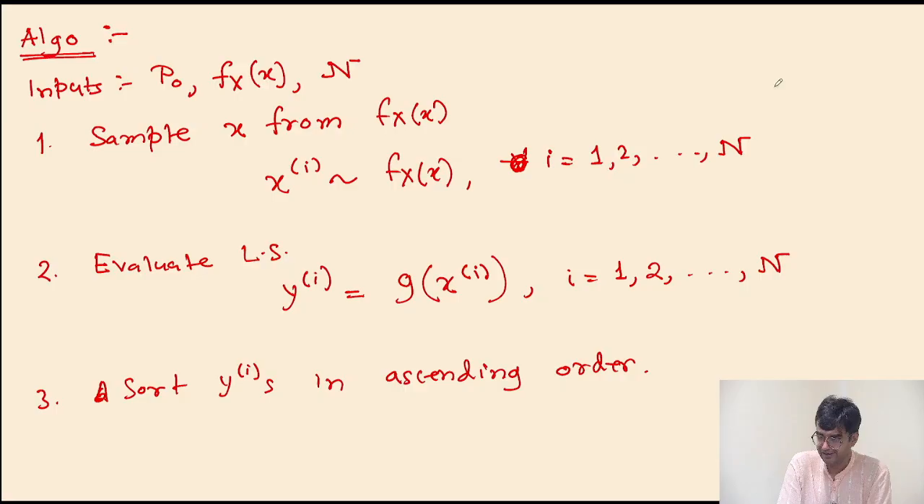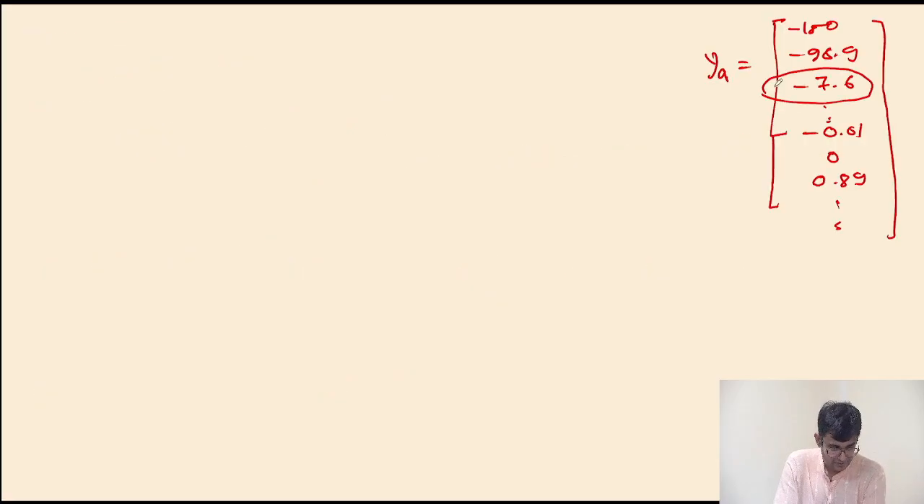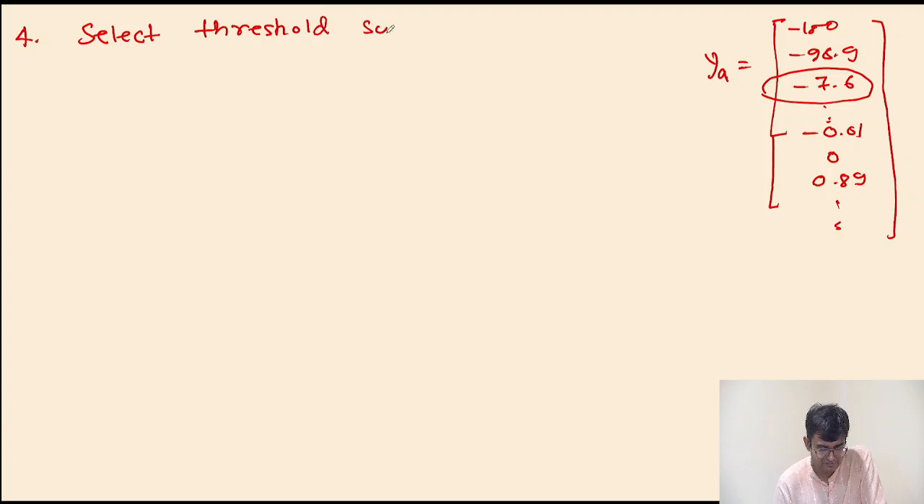So sort it in ascending order, and then select the threshold such that P naught holds.